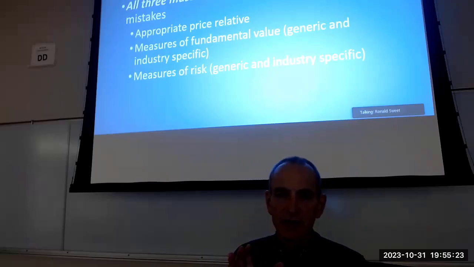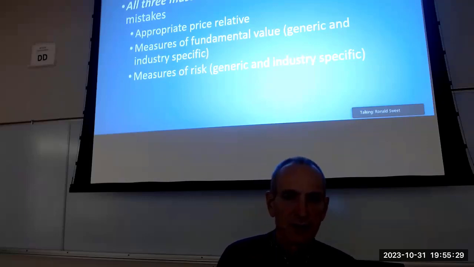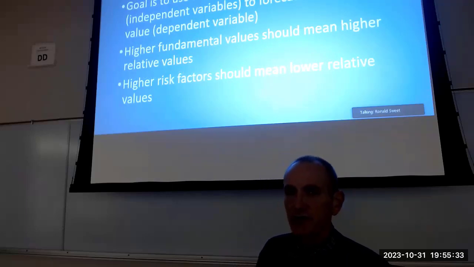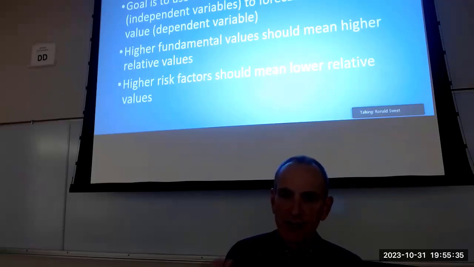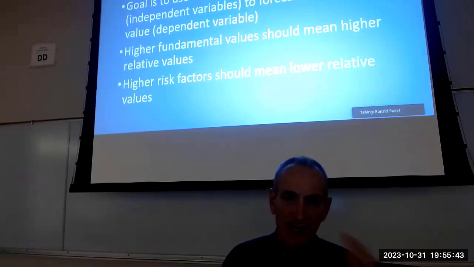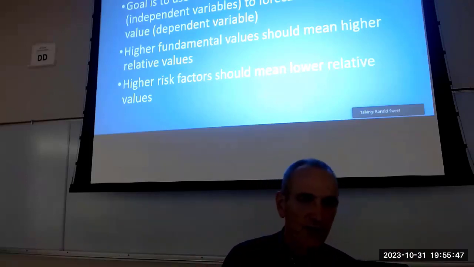So all three must be in place. If you're missing one of them, we're going to build a model next week to have all of them in place. That won't be an issue. So think of it as a regression. Your fundamental and risk factors are the independent variables trying to forecast your relative value. That's your dependent variable. Just like with the house, all those factors explain housing, we're trying to figure out the price of the house. So that's what we're trying to figure out here.